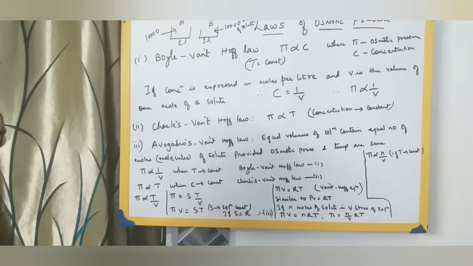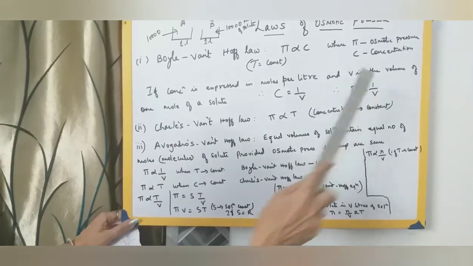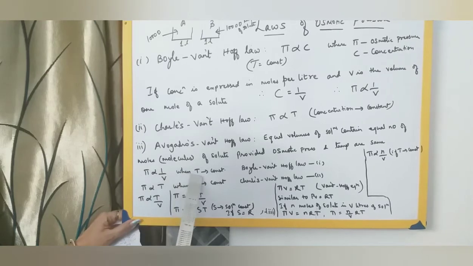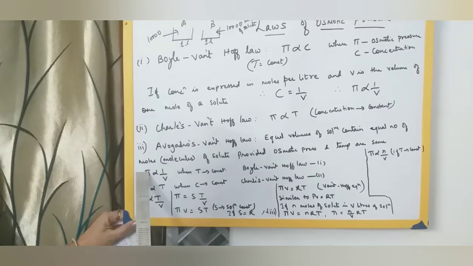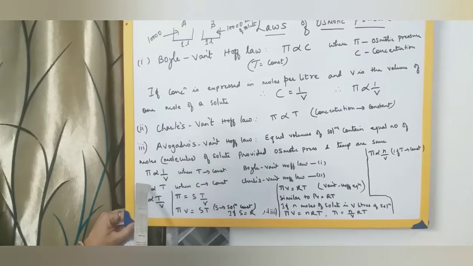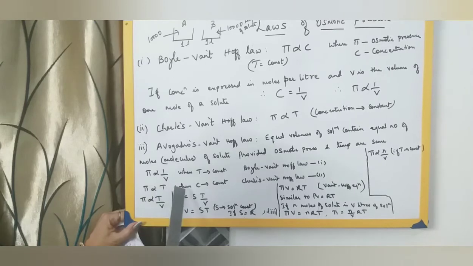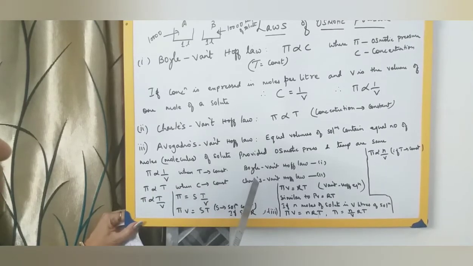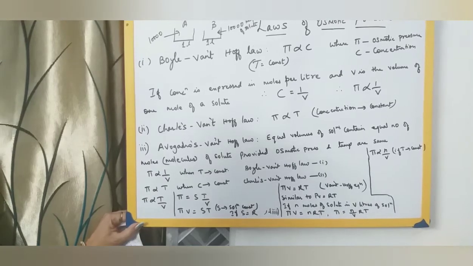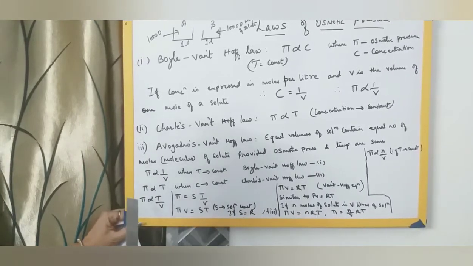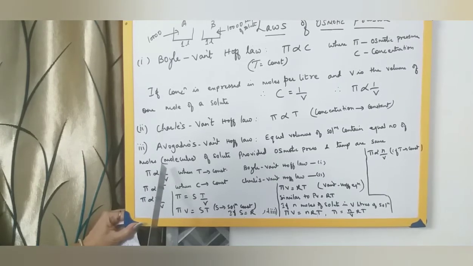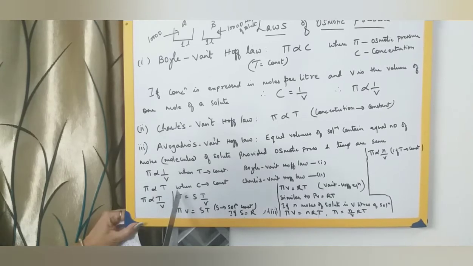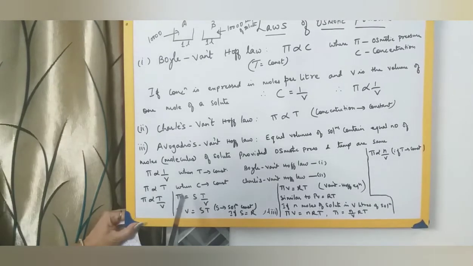So now let us come to the first law. We wrote over here that pi is proportional to 1 by V when temperature is constant. This we get from Boyle's Van 't Hoff law. Pi, that is the osmotic pressure, is also directly proportional to temperature when concentration is constant. This is according to the Charles Van 't Hoff law. So when we combine these two, we get that osmotic pressure is proportional to T by V. If we remove this proportionality sign, then pi, that is osmotic pressure, is equal to ST by V.